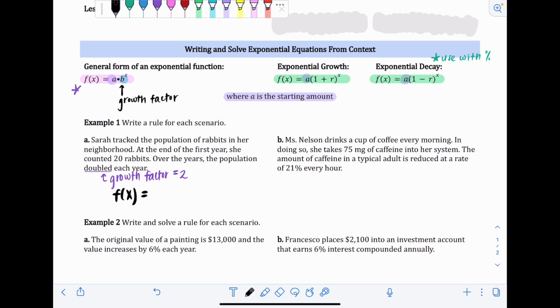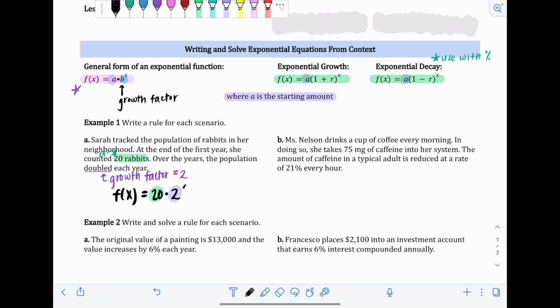And then the first part of our formula is a, which is supposed to be how much we're starting with. So it says at the end of the first year, she counted 20 rabbits. So that 20 is going to be a. So we'll put 20 in right here. And then times, next is going to be b, which is going to be our growth factor. We said our growth factor was 2, so we'll put that in here. So times 2.